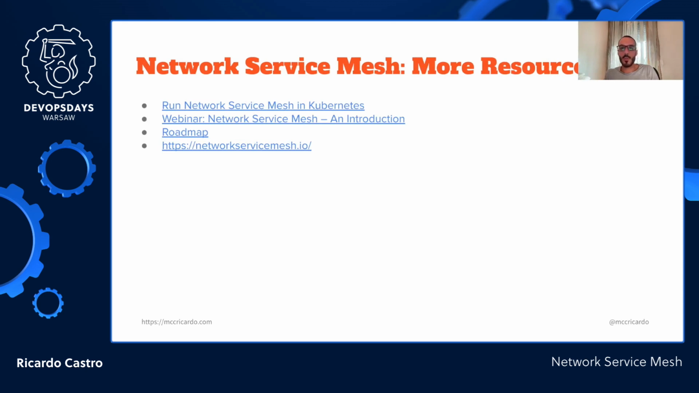I would also like to leave you with some links that you can explore to know more about NSM. If you want to try it out, follow the Run Network Service Mesh in Kubernetes tutorial. It features a full installation as well as several example use cases. My suggestion is to go through the key concepts again and then solidify them by trying out some of the examples. If you want another introduction to the NSM, follow the webinar Network Service Mesh: An Introduction. It gives a very nice overview of the NSM. Also, check out the NSM roadmap to see what's on the horizon, and check networkservicemesh.io for the full documentation.